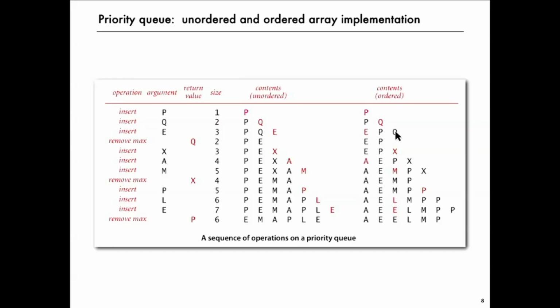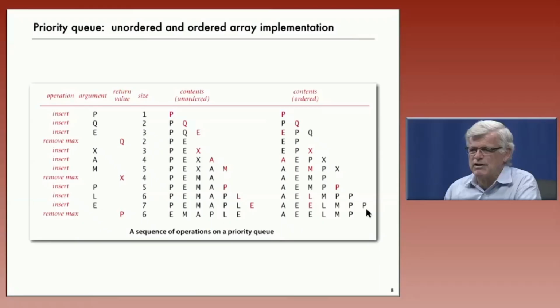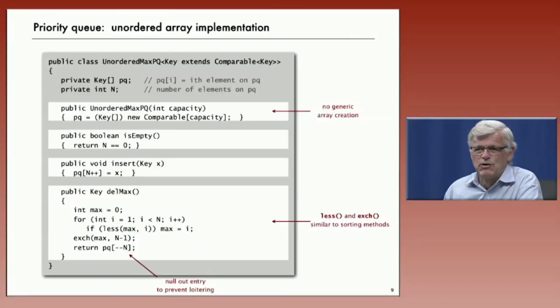To remove the Q, we know it's at the end. To remove the max at this point, that's X, it's right at the end, and P is right at the end. So you can imagine the implementations of priority queues using these two basic strategies. Not much code involved. This is an unordered array implementation of priority queues.